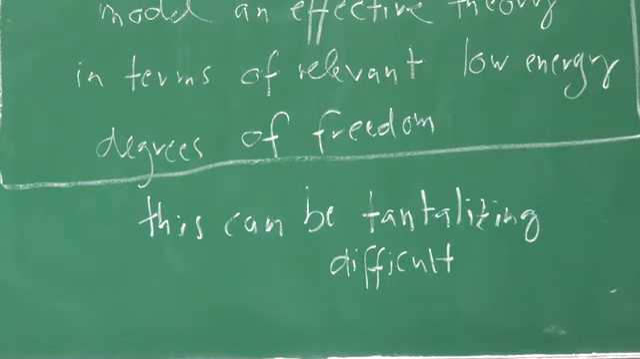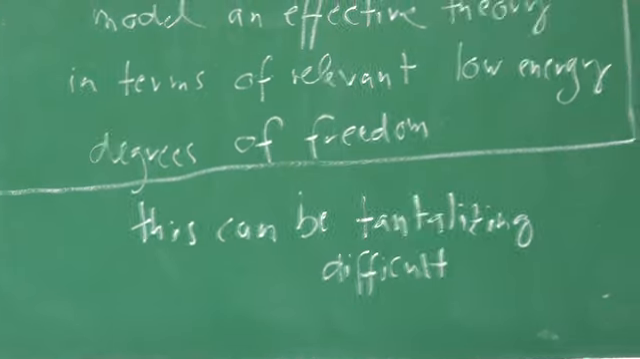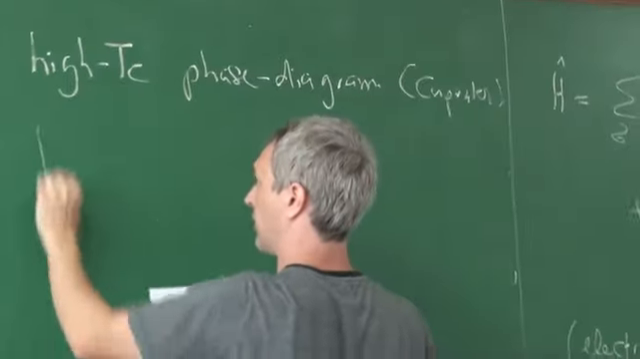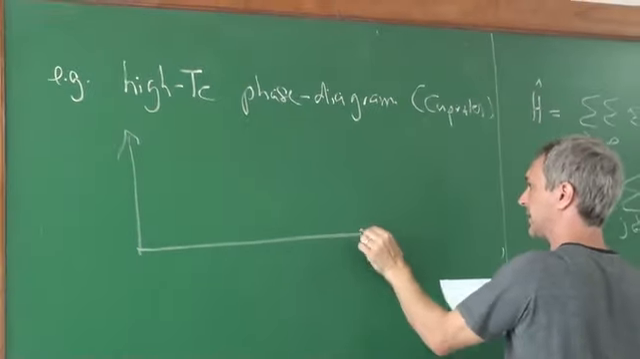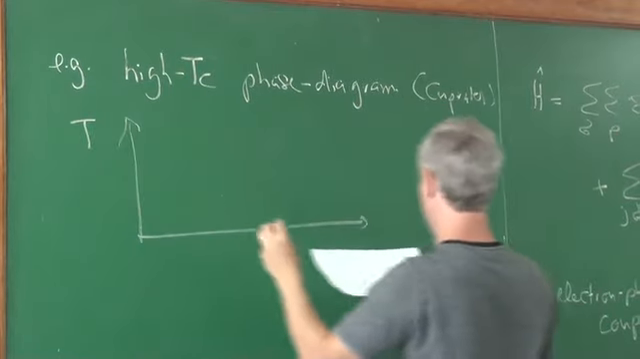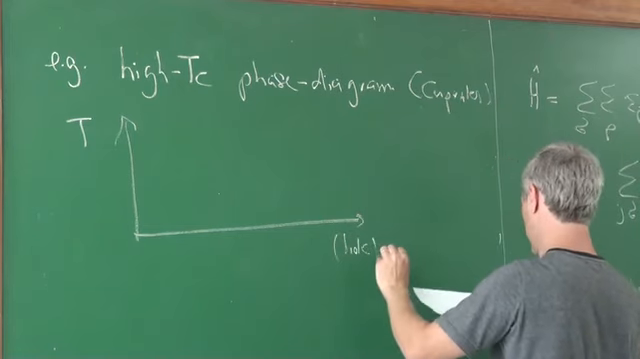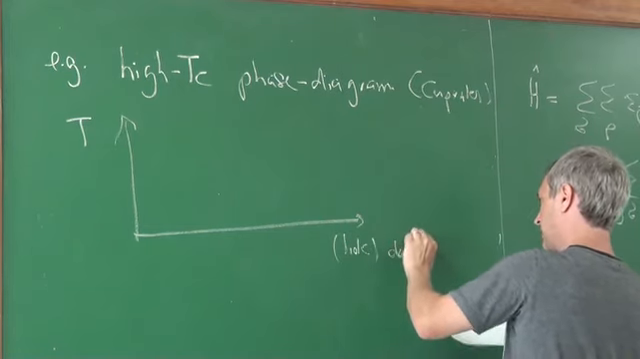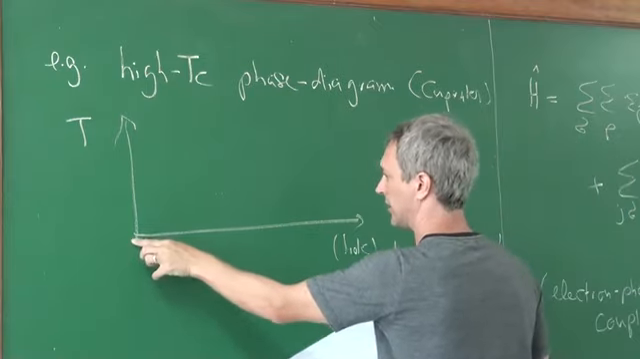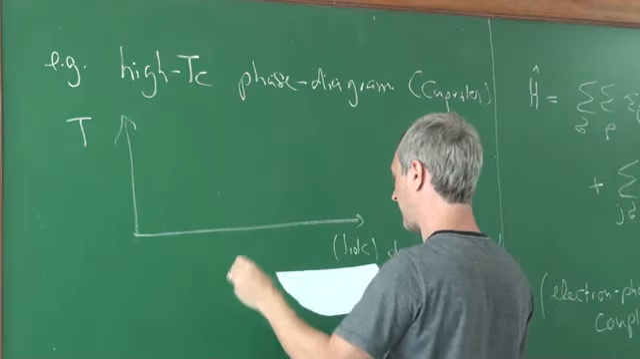superconductors, where you find in experiment a phase diagram. This is typically, for example, a cuprate material. You have a phase diagram spanned by two axes: one is the temperature and one is the doping of the material, here the hole doping. So we have a very low temperature regime and then the high temperature regime.